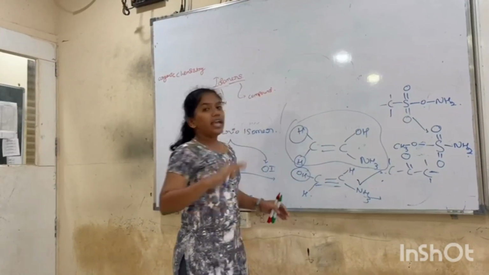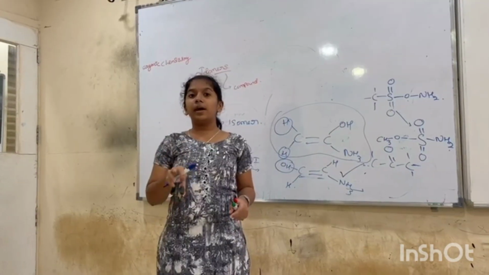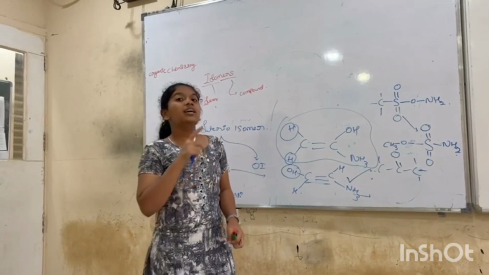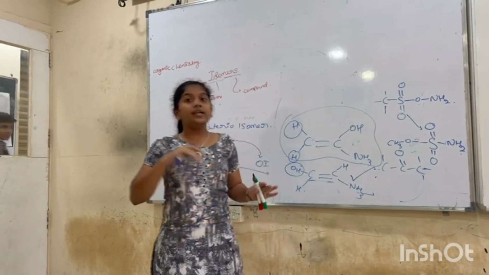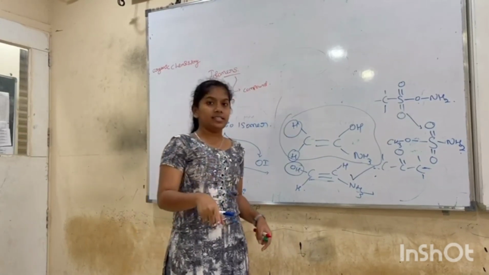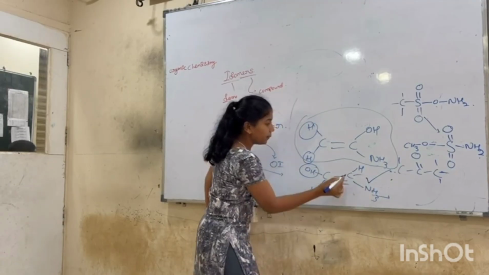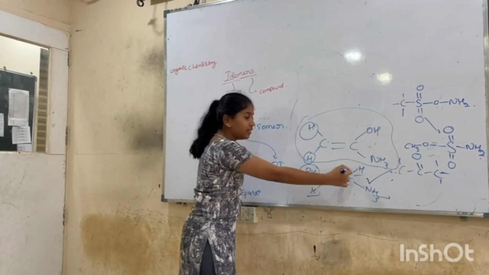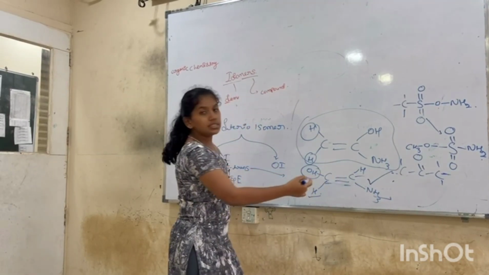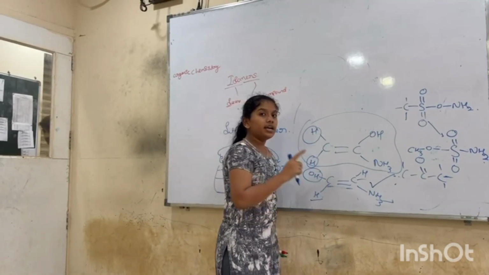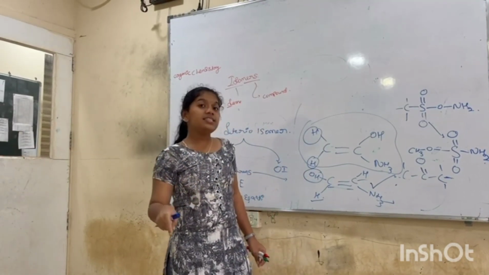So when two same atoms are present on the same side, this is called cis. When these two atoms are present on different sides, this is called trans. So in this compound, the hydrogen atoms are present on opposite sides, so this type of isomer is called a trans isomer.